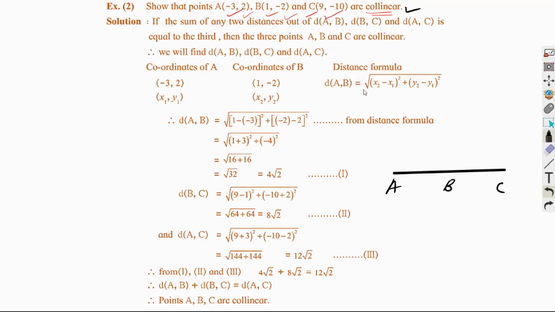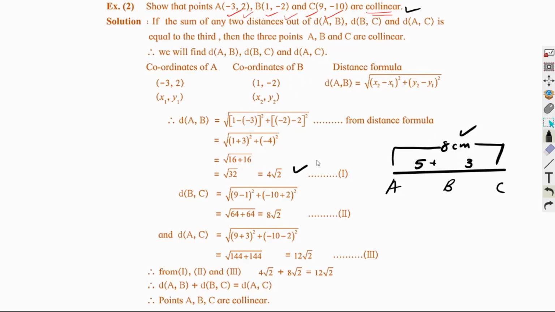So in that case, for those students who are not able to get how the distance formula will solve this, if the distance AB is equal to 5 centimeter and this is equal to 3 centimeter, then the total distance will be 8 centimeter. Then only it will be collinear. That means the sum of the smaller distances must be equal to the largest one. If this is satisfied, we can say that they are in line. If not, they are not in line. So that we will check.